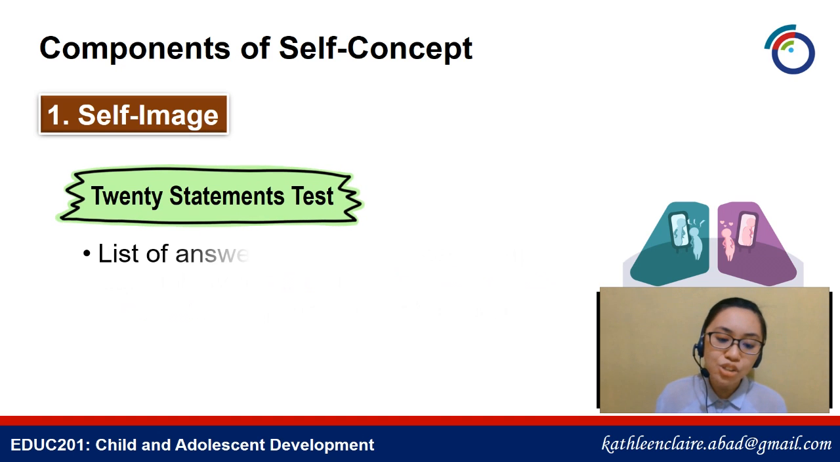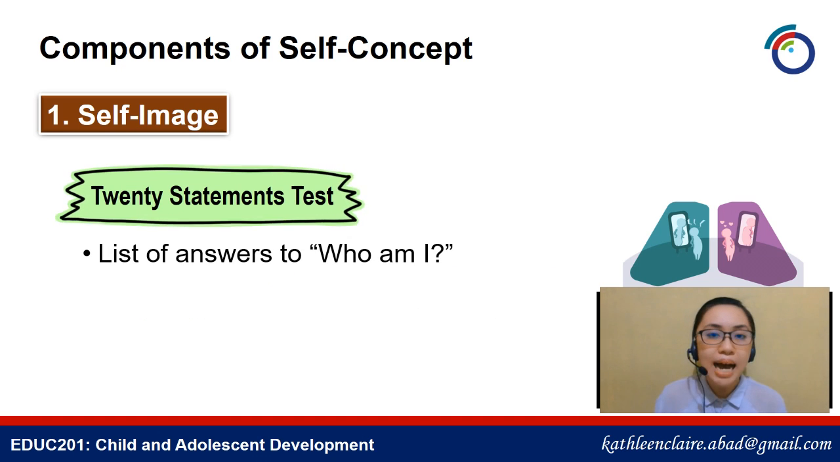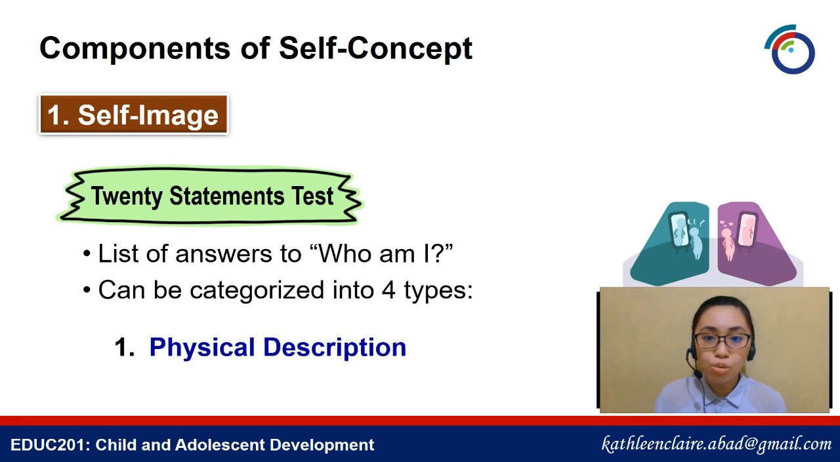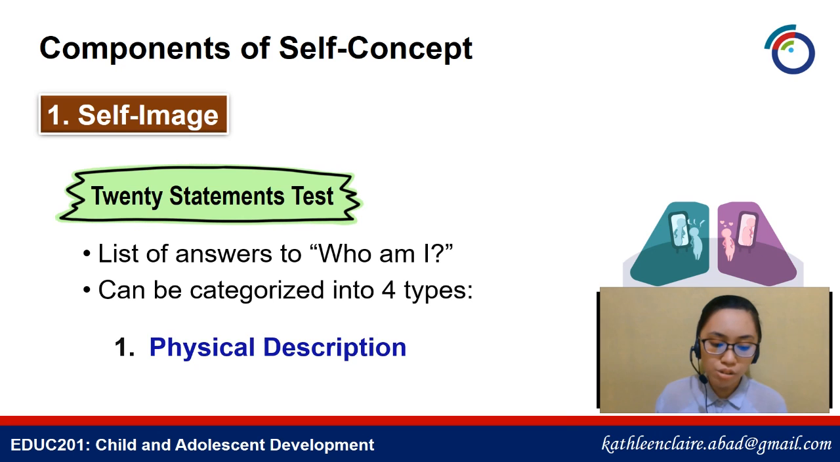Ito ay list of answers to the question, who am I? Or sino ba ako? Ito ay pwedeng i-categorize into 4 types of responses. So, number 1, physical description. So, who am I? Ako ay payat. Ako ay mataba. Ako ay katamtaman lamang. Ayan. Okay? So, next is social roles.